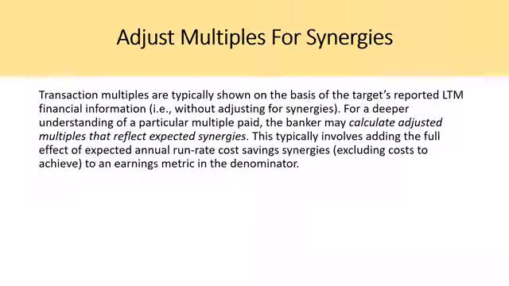Okay. Now, transaction multiples are typically shown on the basis of the target's reported last 12 months financial information. For a deeper understanding of a particular multiple paid, the banker may calculate adjusted multiples that reflect expected synergies. This typically involves adding the full effect of expected annual run rate cost savings synergies to an earnings metric in the denominator, right?